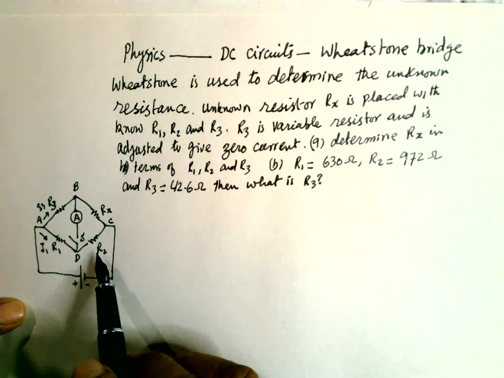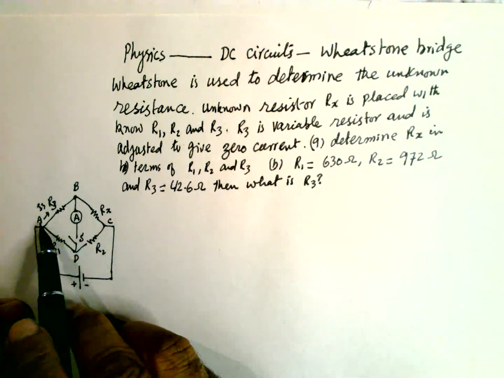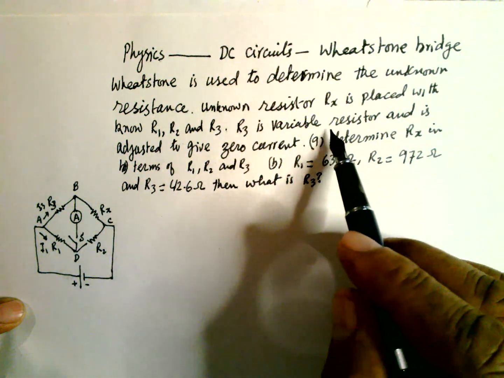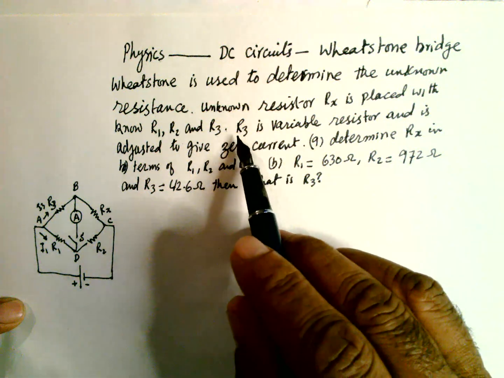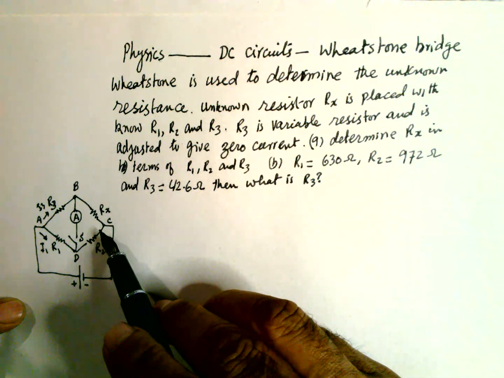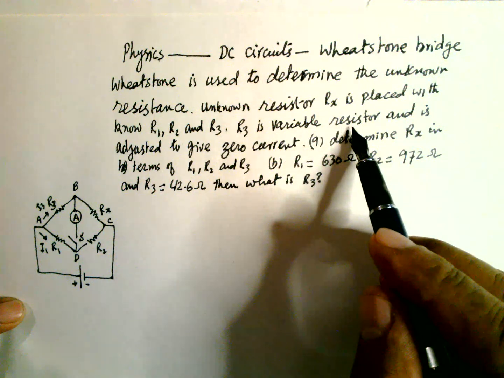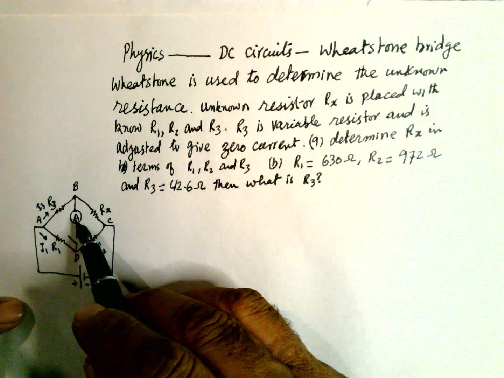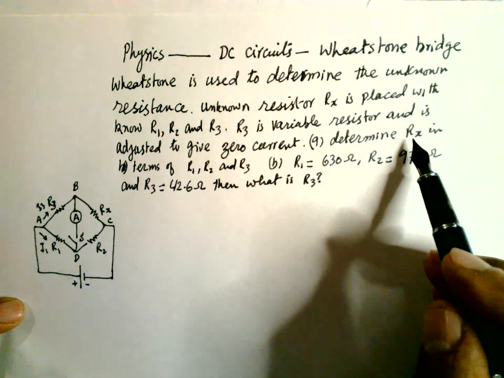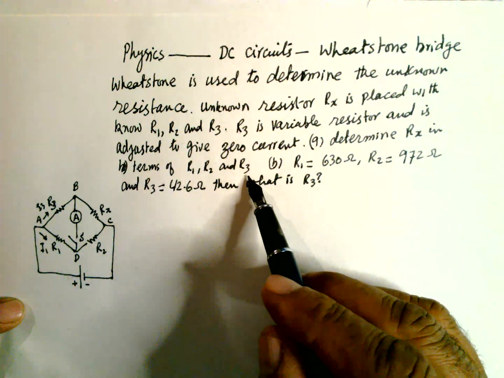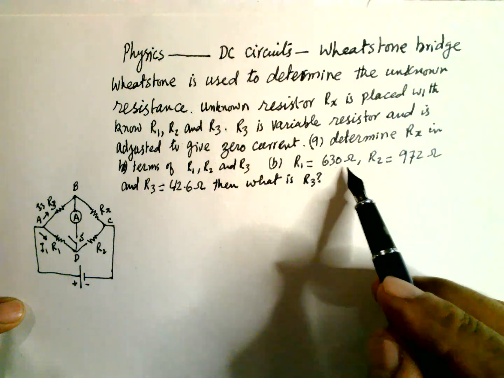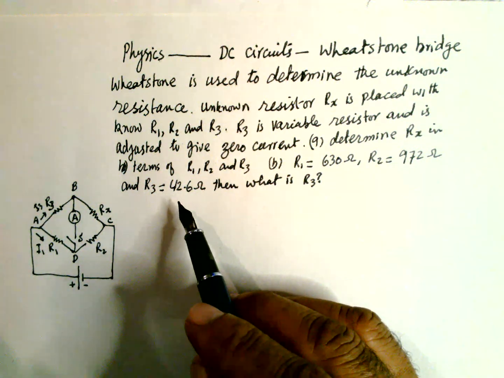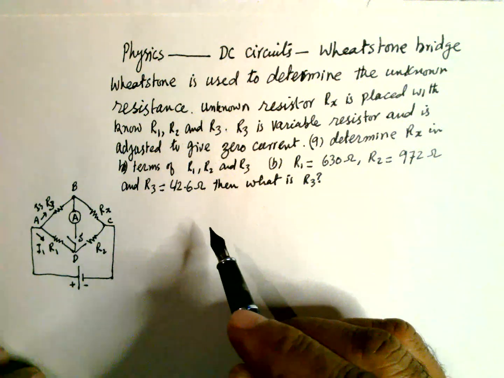This is R1 and this is R2, R3 and this is Rx. This is A, B, C and D and there's a battery attached. So the question is: R3 is a variable resistor and is used to adjust the current so that the current value on the ammeter is 0. Determine Rx in terms of R1, R2 and R3 when R1 is equal to 630, R2 972 and R3 is 42.6, then what is the value of Rx?